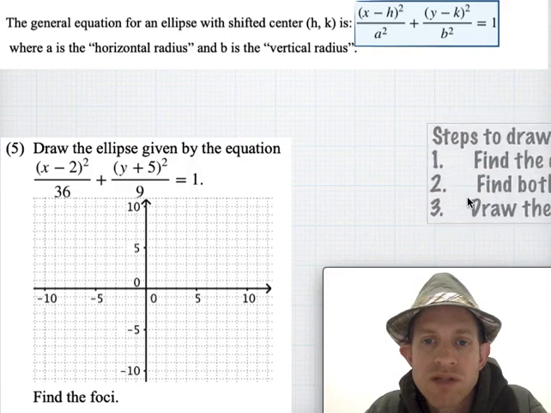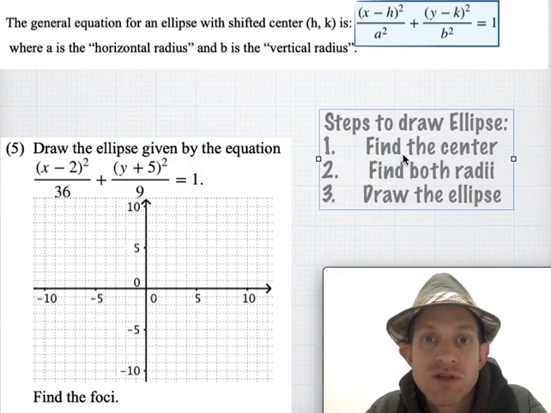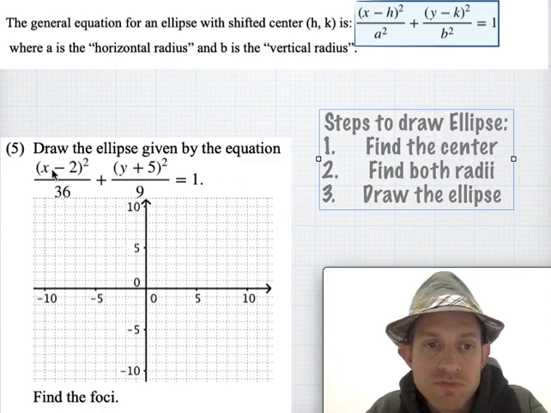Well, I recommend similar steps to what we did with drawing a circle earlier. We ought to first figure out what the center is. And to do that, we'll look at this part and see what does it take to make that a 0. Once you know where the center is, then we'll figure out what both of the radii are. Those are the denominators. Remember, that's this horizontal radius squared. And once we know where those are, we could draw the ellipse. And so let's see that in action.